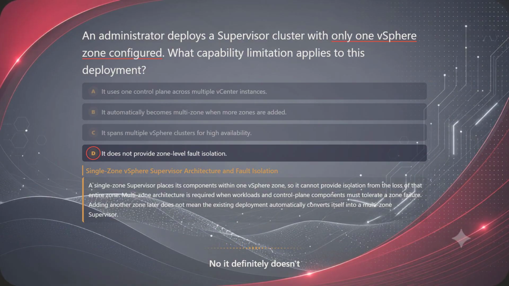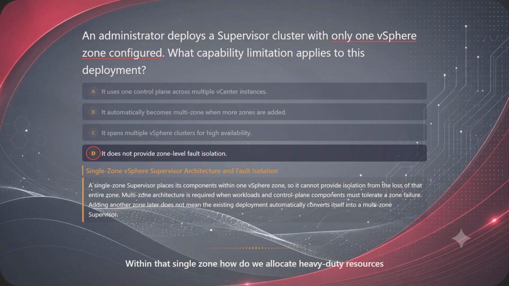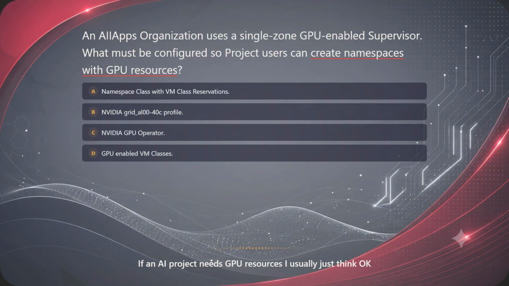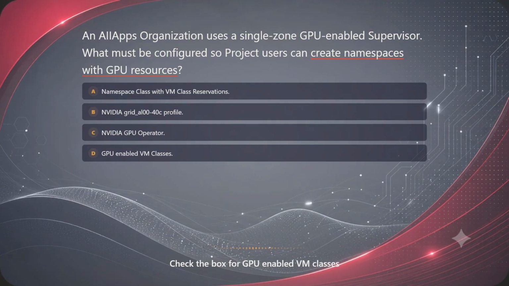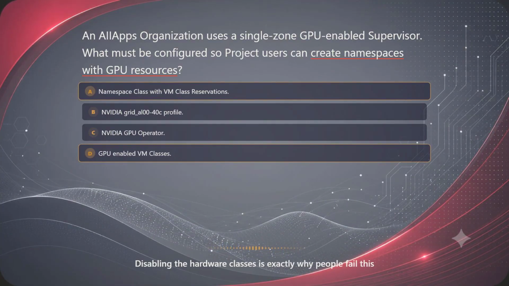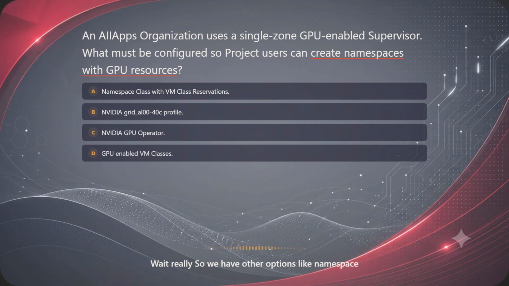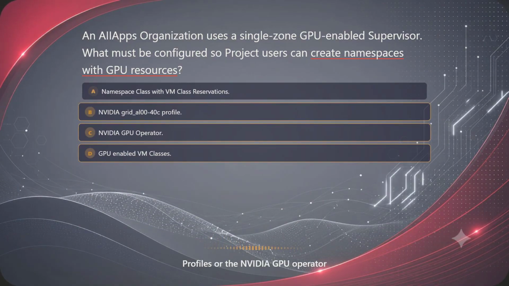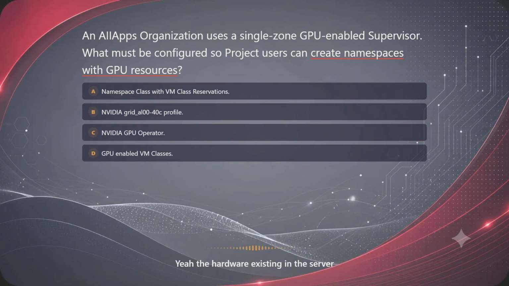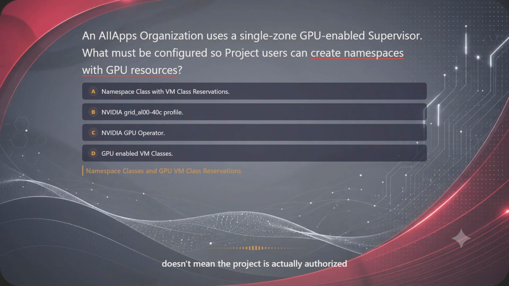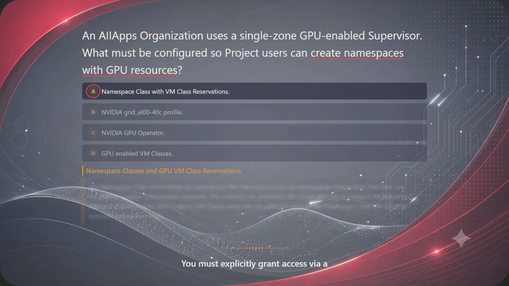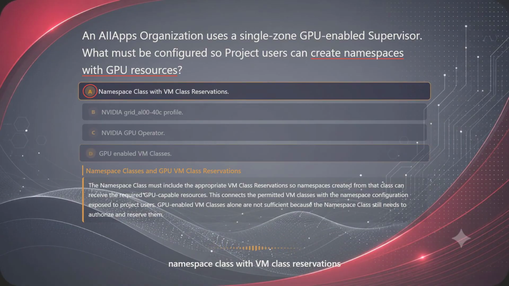No, it definitely doesn't. Within that single zone, how do we allocate heavy-duty resources? If an AI project needs GPU resources, I usually just think, okay, check the box for GPU-enabled VM classes. Enabling the hardware class is exactly why people fail this. Wait, really? Yeah. So we have other options like namespace class with VM class reservations, NVIDIA grid profiles, or the NVIDIA GPU operator. The hardware existing in the server doesn't mean the project is actually authorized to consume it. Oh, I see. You must explicitly grant access via a namespace class with VM class reservations.